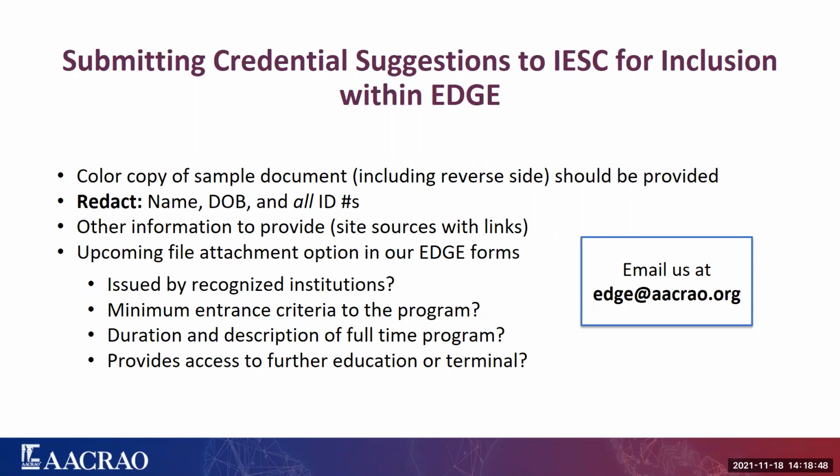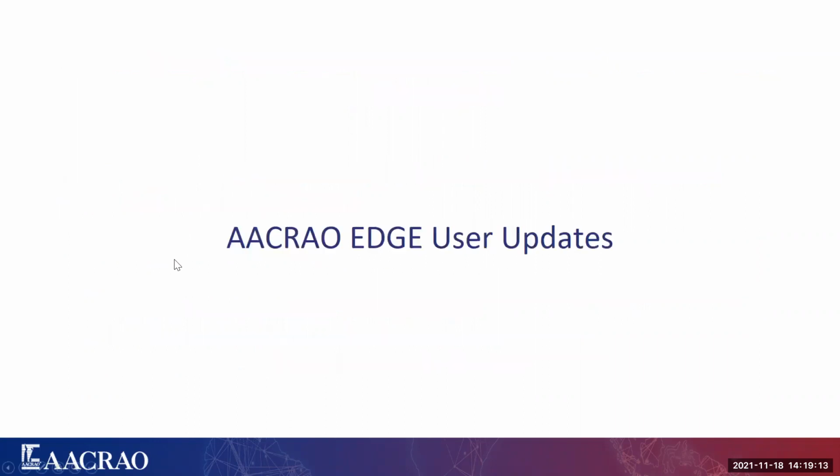Other information that we look for includes site sources and any links that you have, any other documents that can help us assess which institution the credential is coming from, what minimum entrance requirements are necessary to enter the program, and then the duration and description of the program, as well as what it will lead to, whether that's continued education or if it's a terminal degree that will allow you to start working. Next slide, please. Thank you.